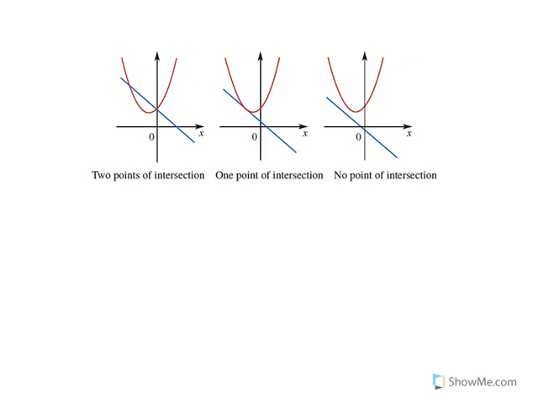So with a linear and a quadratic equation, there are three possibilities, and here's a diagram that shows you. The linear equation could cut through the parabola twice, as the one on the left shows, so 2 points of intersection, so it has two solutions. The one in the middle is 1 point of intersection, so there's one solution.